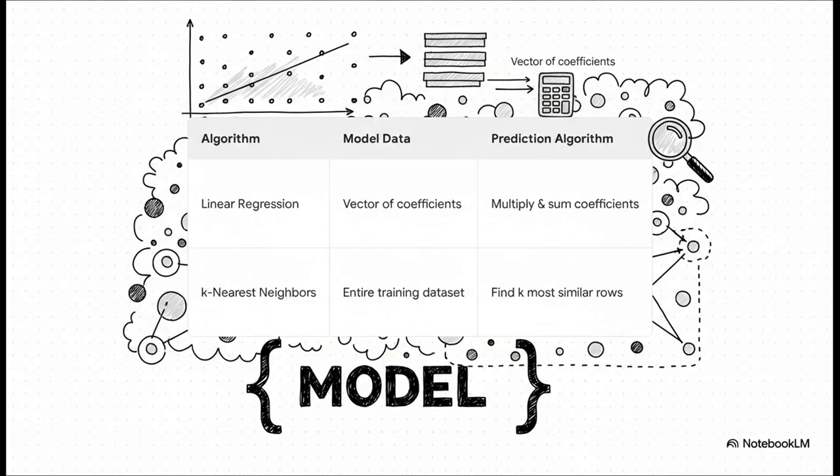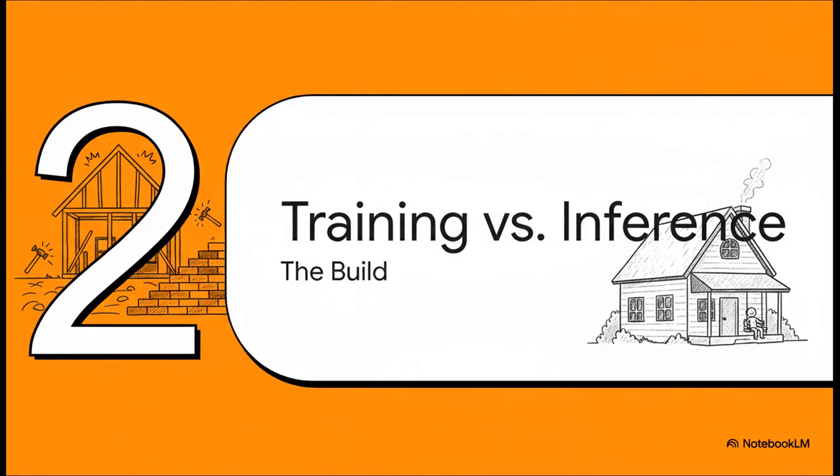Okay, let's move on to our next pair of terms, the build. If the algorithm is the blueprint and the model is the building, then training versus inference is all about the action. It's the difference between actually constructing the house and then moving in and using it.